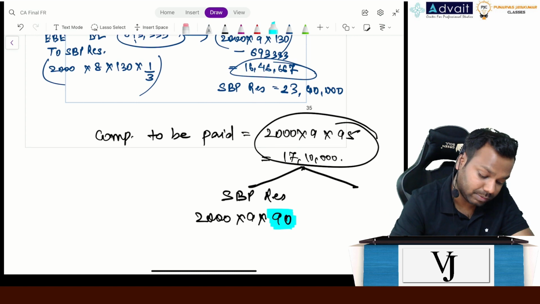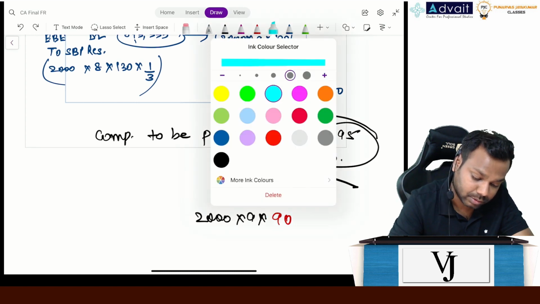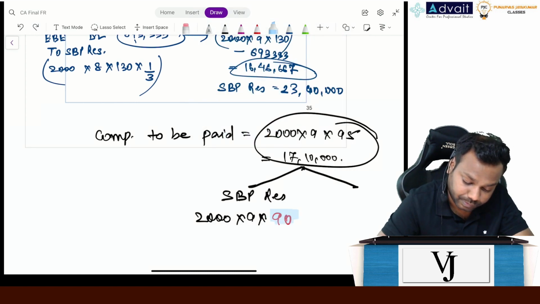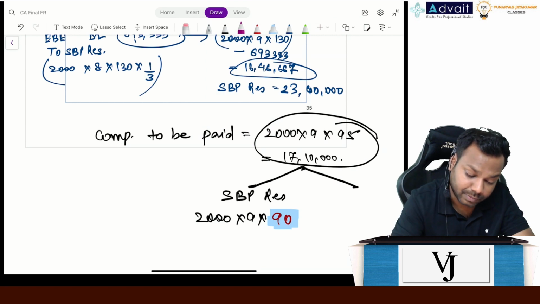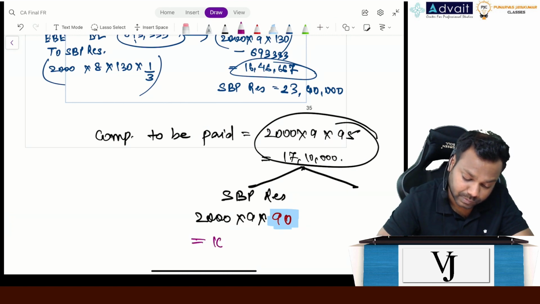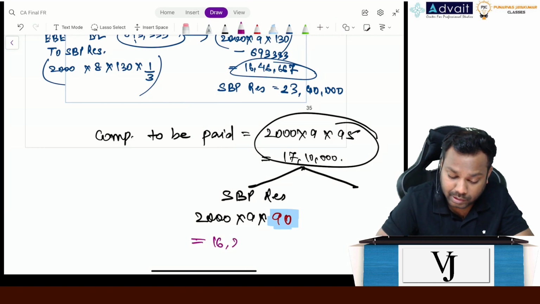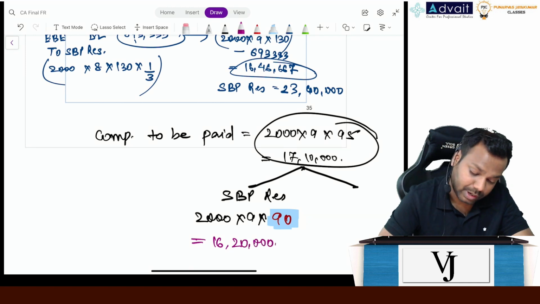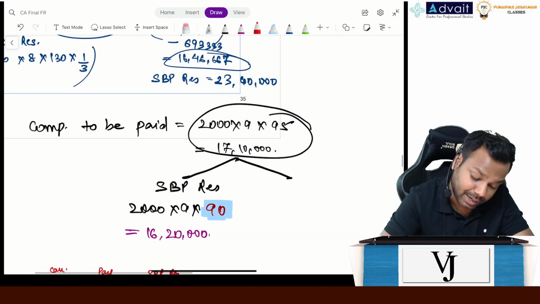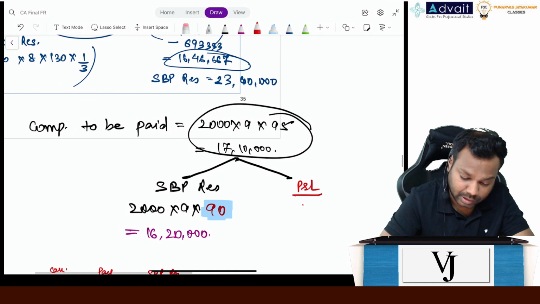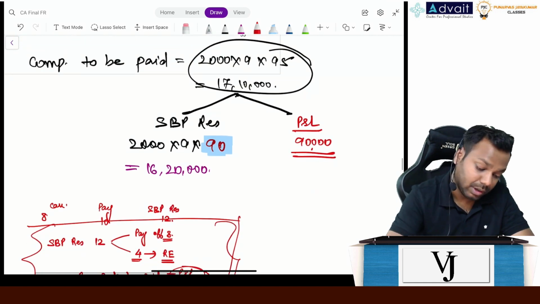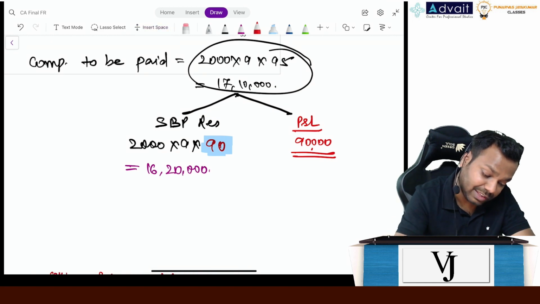Okay. 90. What is the amount? 16 lakh 20,000. Okay. Now what is the amount that you will transfer to P&L? 90,000. Very good. Okay. Now tell me again further. What is the balance in SBP reserve now?